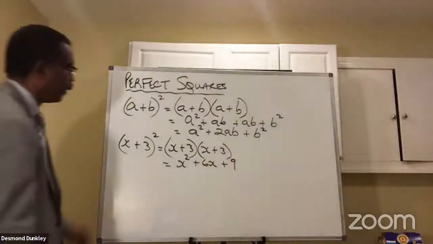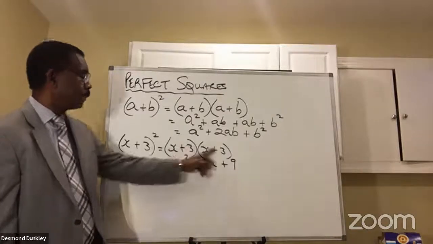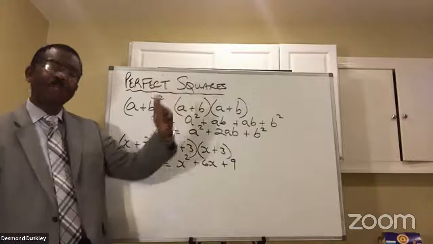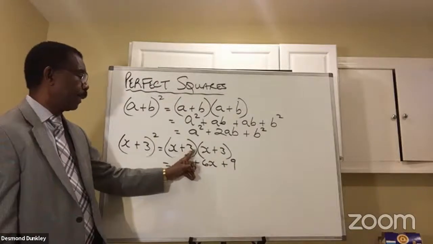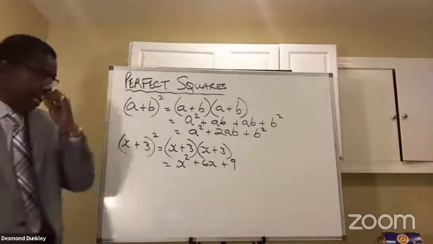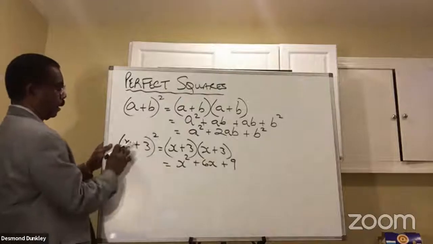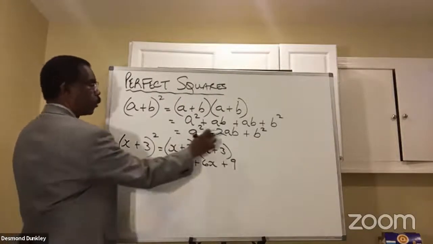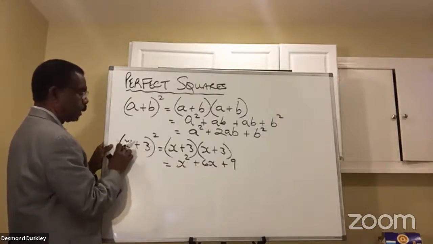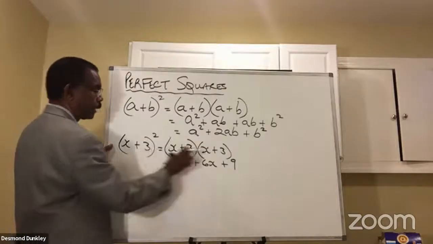Okay? So, how do I know that? x times x, x squared. x times 3, 3x. 3 times x, 3x. 3x plus 3x, 6x. 3 times 3 is 9. So there it is. Okay? And of course, if I go right here, I know it's going to be x squared, 2 times ab. ab is 3 times x is 3x. Double that gives me 6x. And then b squared, 3 times 3 is 9.